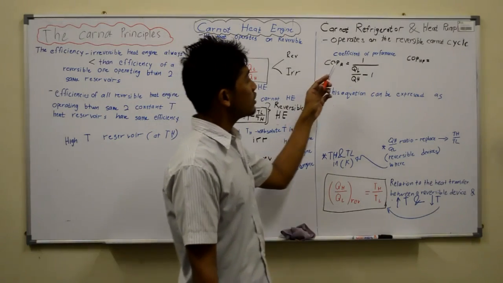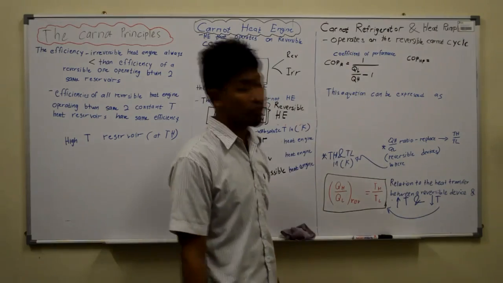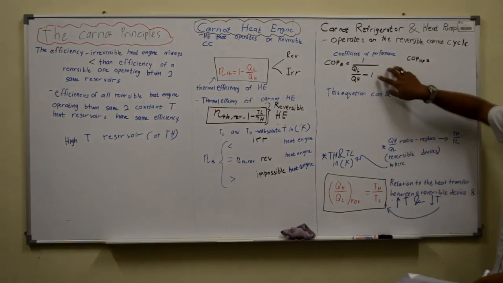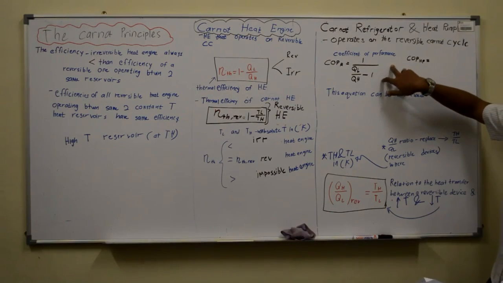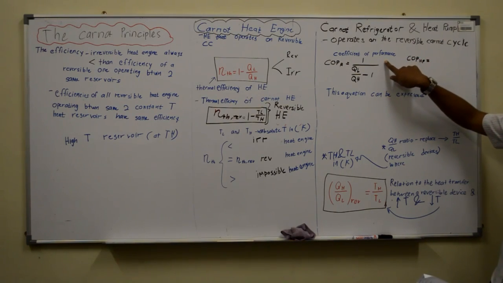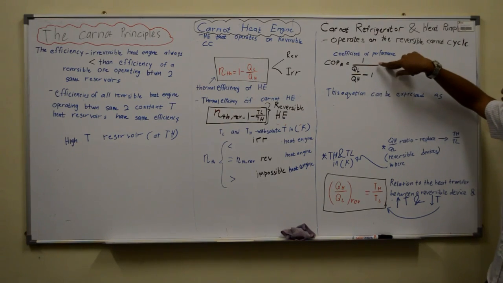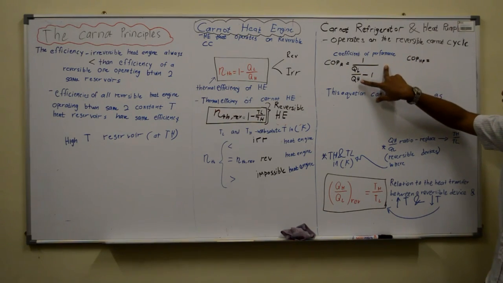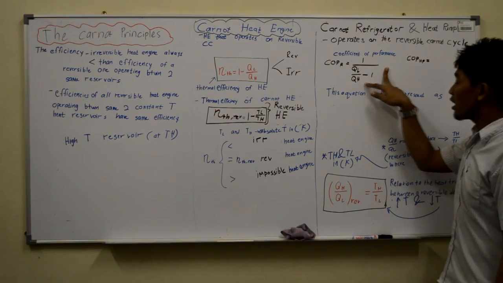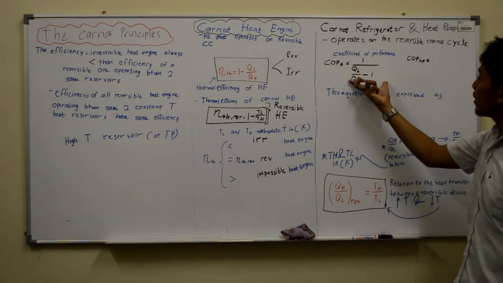So this is the coefficient formula of COP, which stands for coefficient of performance. This is for refrigerators and heat pumps. So this is the coefficient of performance for a refrigerator. The formula is 1 divided by (QH over QL minus 1), where QL is the low heat and QH is the high heat. So this is the coefficient of performance.